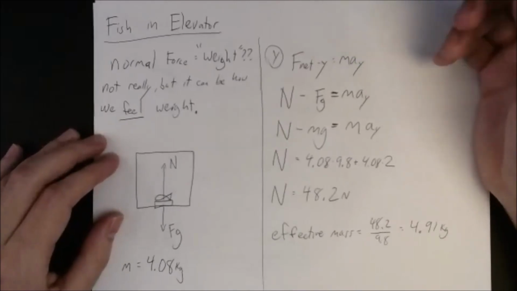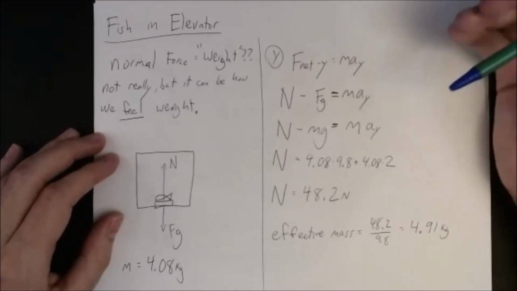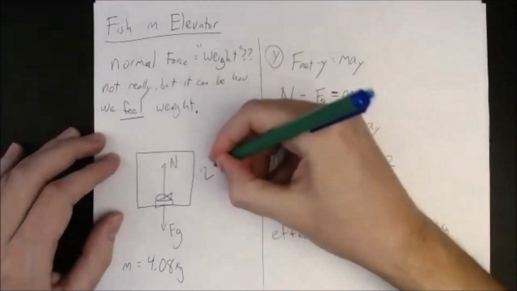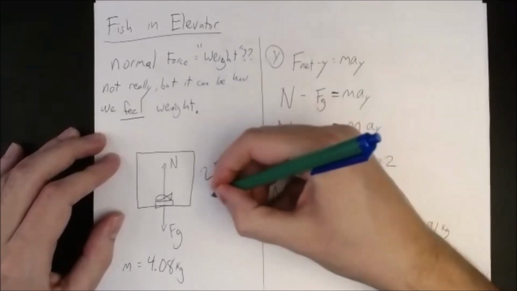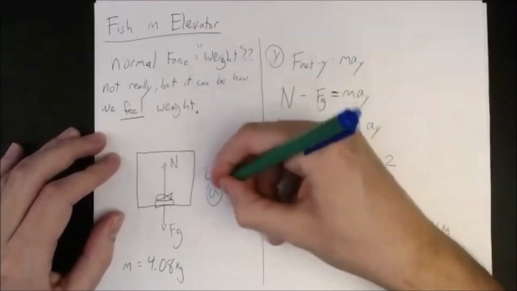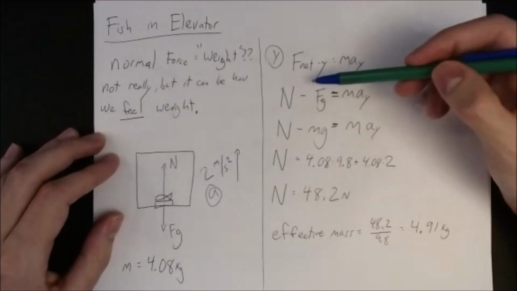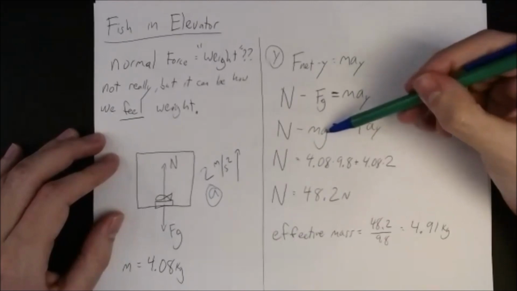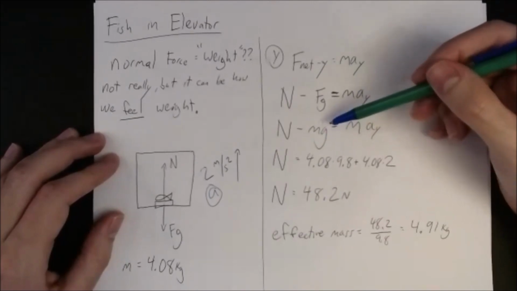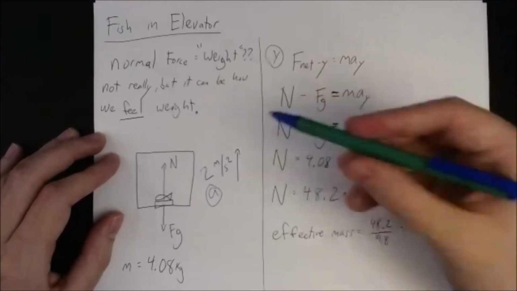In the question, I pose to you that the elevator is accelerating upwards at 2 meters per second squared up. That's the acceleration. So we have the normal force on the fish minus the force of gravity is equal to m a_y. The force of gravity is mg. And we are solving for the normal force here.